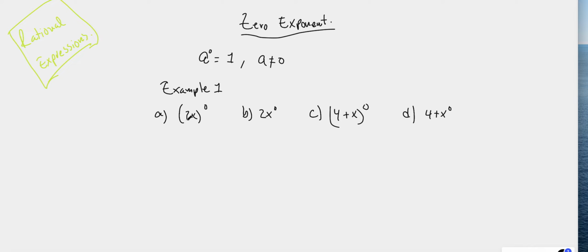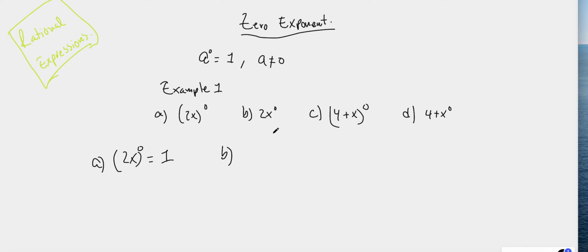So we have 2x to the power of 0. Notice that this 2x is in parentheses. Because we have that 2x inside the parentheses, all of this is being raised to the power of 0. Therefore, this is just equal to 1. That is for letter A.